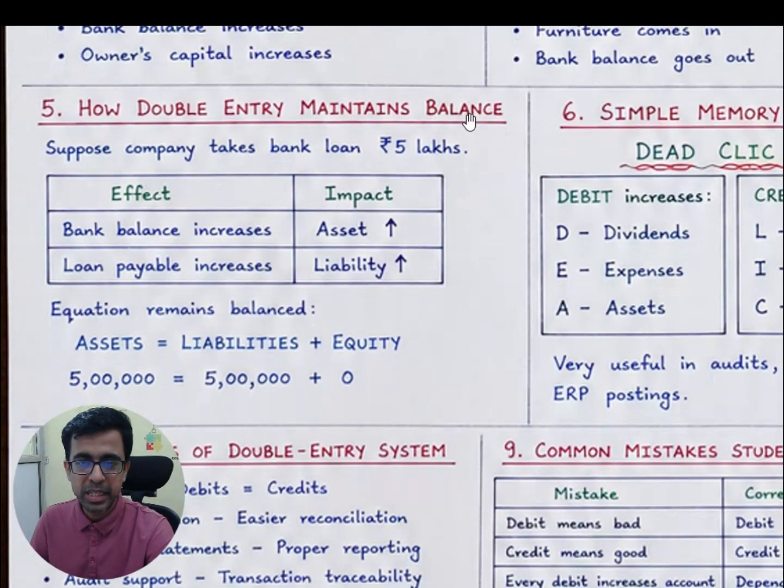How does double entry maintain balance? Double entry maintains balance through the equation, that is, assets equal liability plus equity. Some account is debited, some account is credited. So some account goes up, some account goes down. And through this equation it gets balanced.